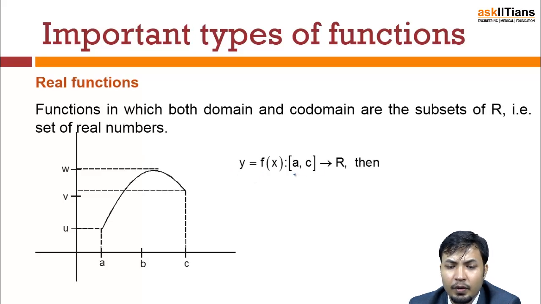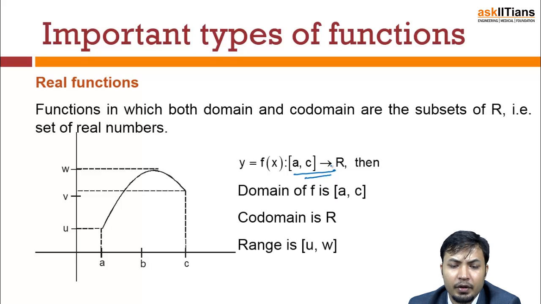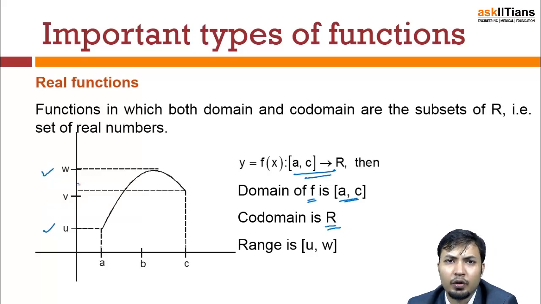Basically the domain over here lies in R. The domain of f is A and C, and it lies in R. Codomain is also R and the range is U and W. So I think this will clarify all your doubts about domain, codomain and range.